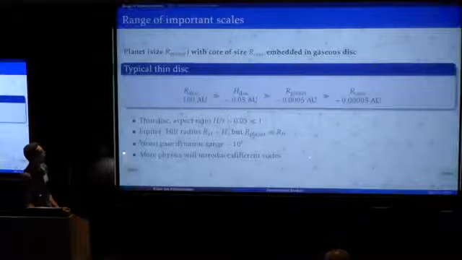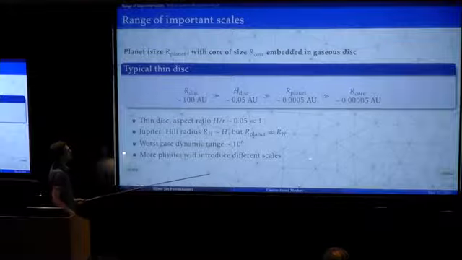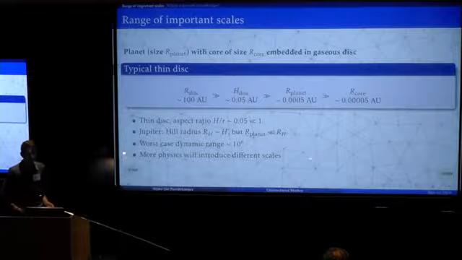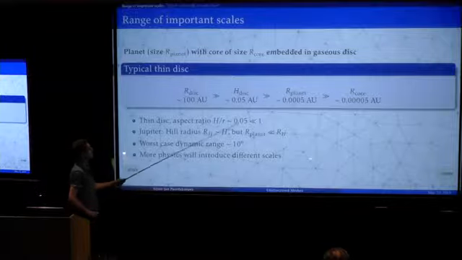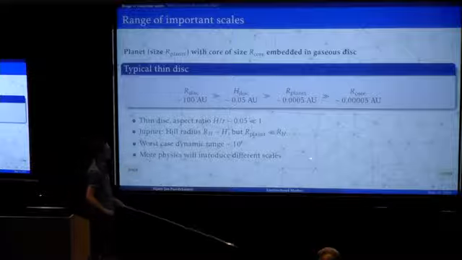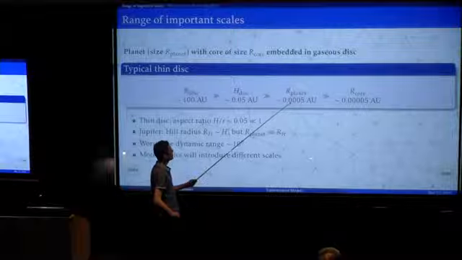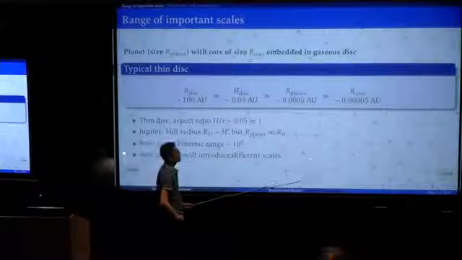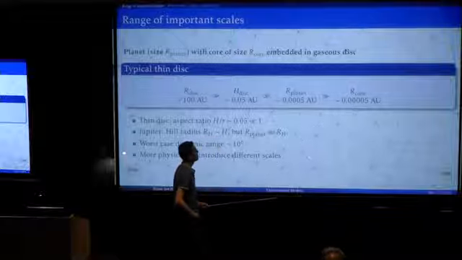So, some of the scales we might want to resolve. The largest scale is clearly the disk size, which can be hundreds of AU big. Now the disks are, as is well known, usually thin. With a small aspect ratio, say 0.05 at 1 AU, the vertical scale of the disk is much smaller. If we put in a planet with the physical size of Jupiter, that's a factor of 100 smaller again.